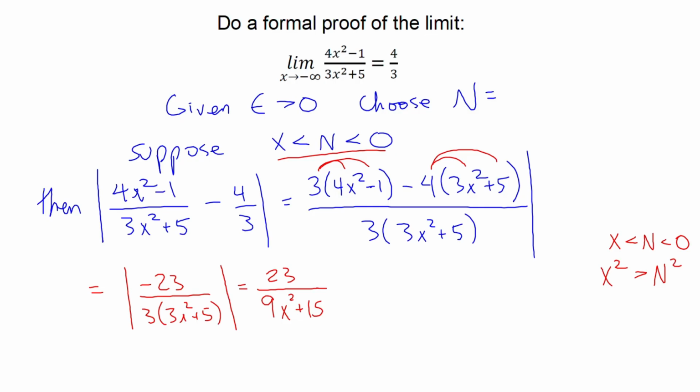And if that's true, well, I should be able to just multiply both sides of this by 9 to give me the 9x squared that I have down here. And I should be able to add 15 to both sides.